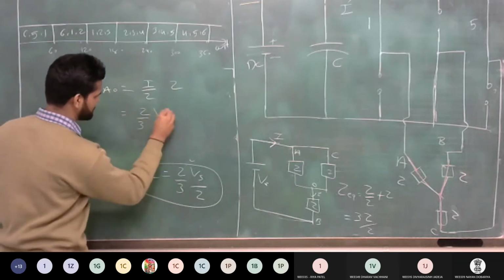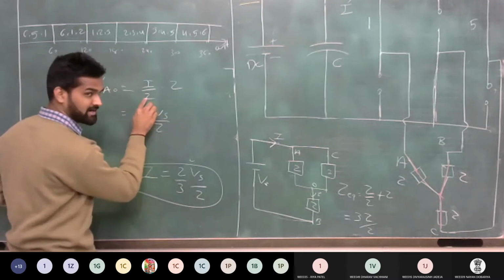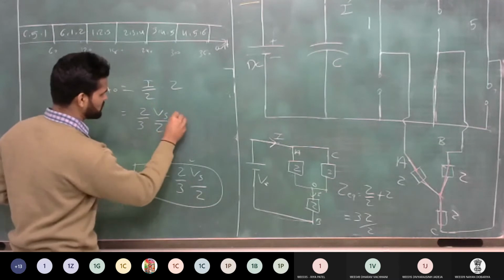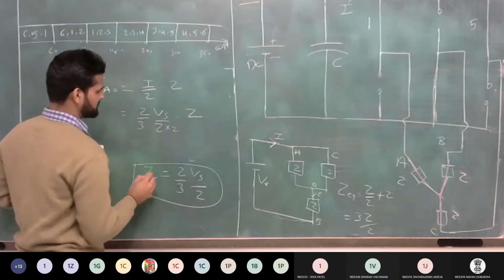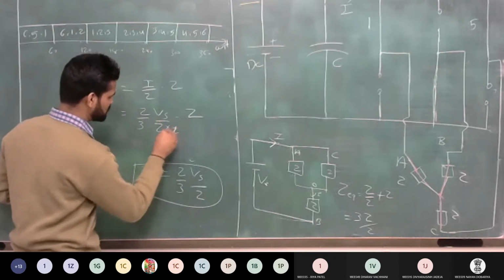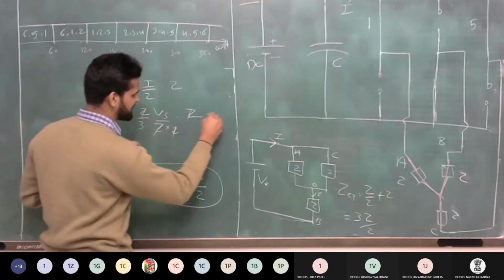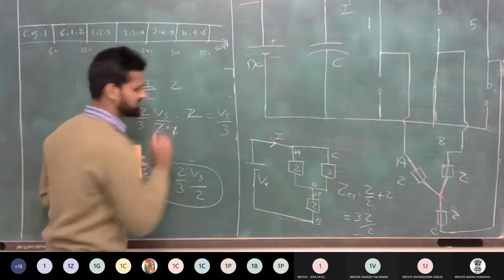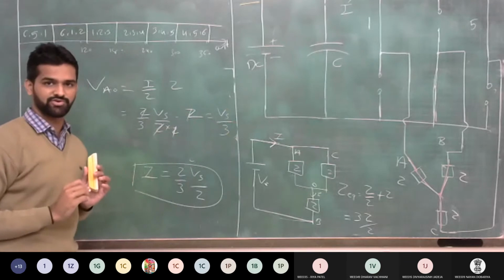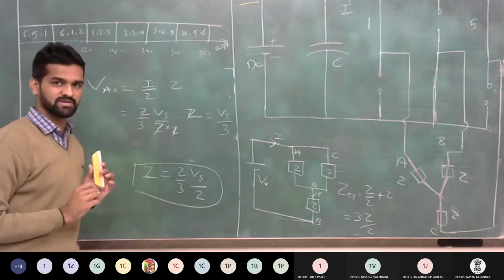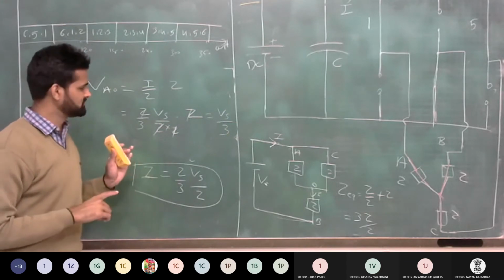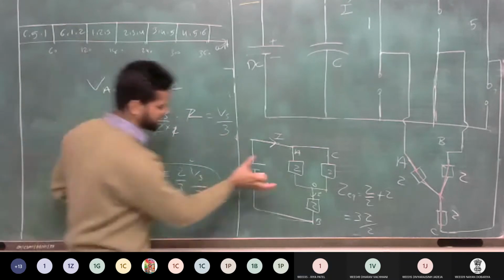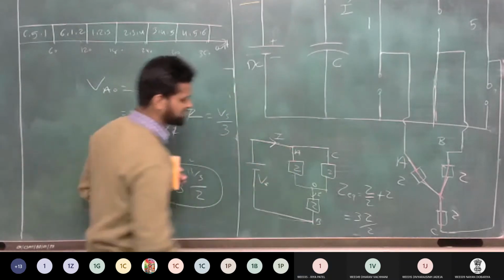I is 2 Vs by 3Z. Divide by 2, so divide by 2 into Z. Clear? So these two cancel out, this Z cancels out. So it is what? Vs by 3. Yes or no? It is Vs by 3. All of you? Yes, sir. Voltage across phase A, that is Vs by 3.